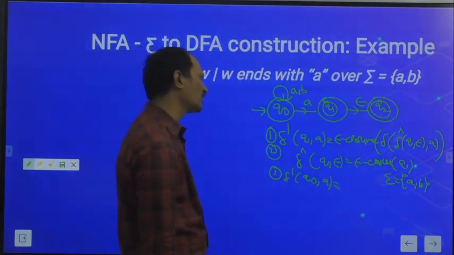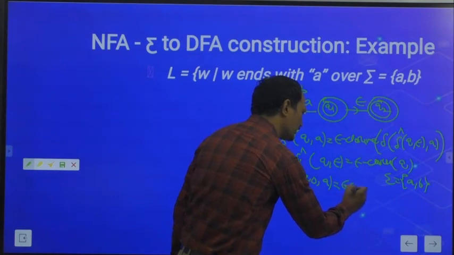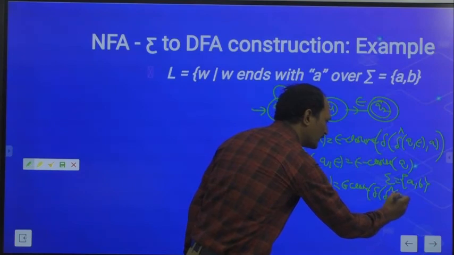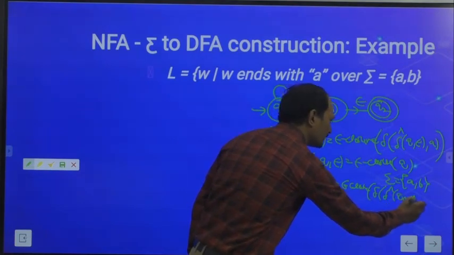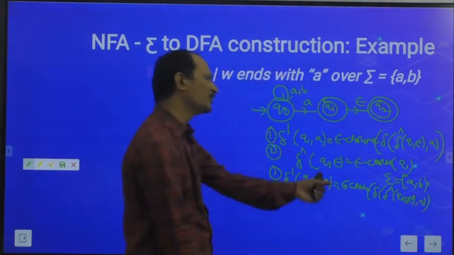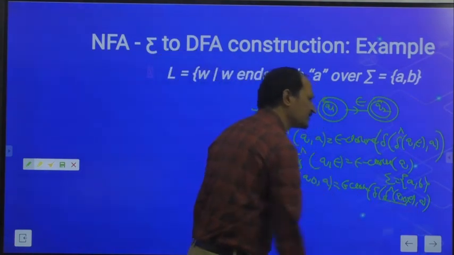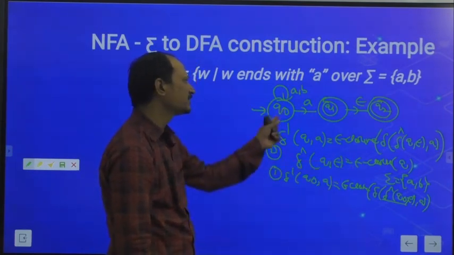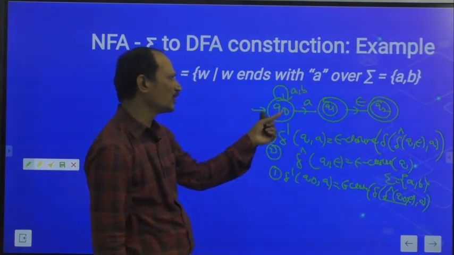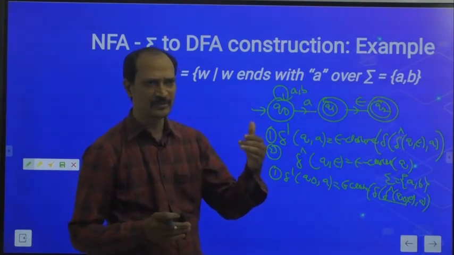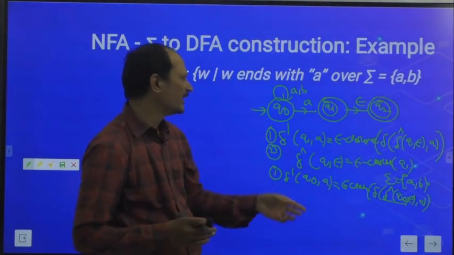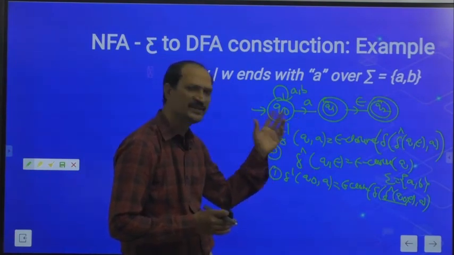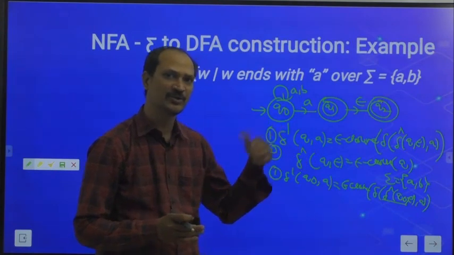How am I going to explain it? Delta dash of Q0 comma A means epsilon closure of delta cap of Q0 comma epsilon comma A. Delta cap of Q0 comma epsilon means epsilon closure of Q0. Epsilon closure of Q0 means you always include Q0. From Q0 by applying epsilon, to which state can you reach? Actually, on applying epsilon on Q0, I can reach no state, because there is no such transition called epsilon on Q0.